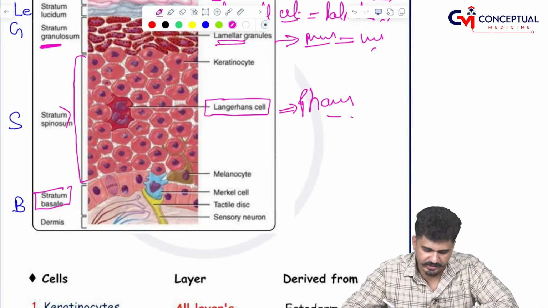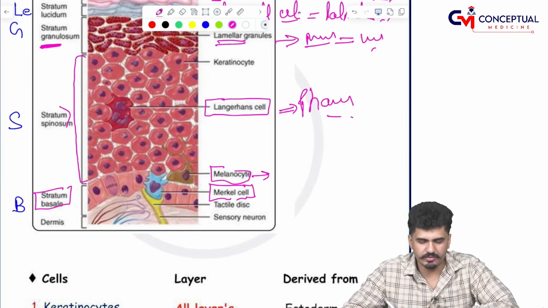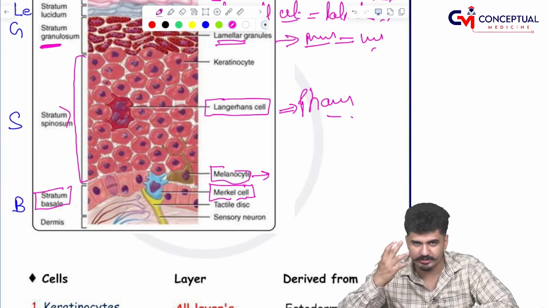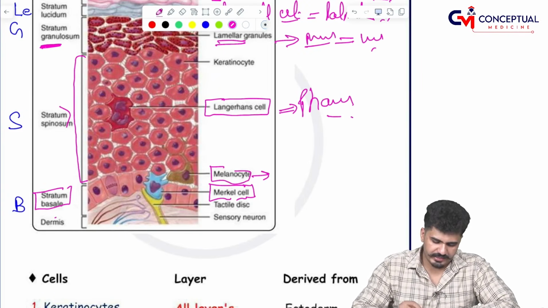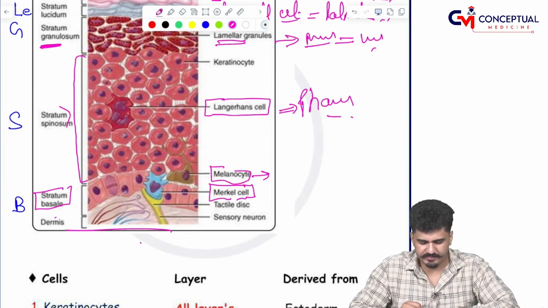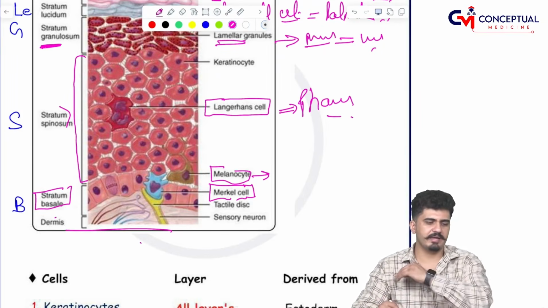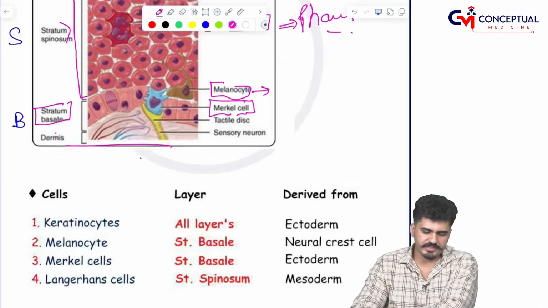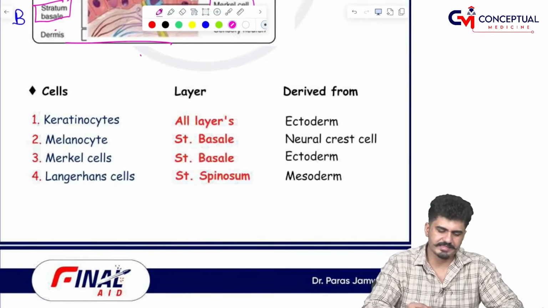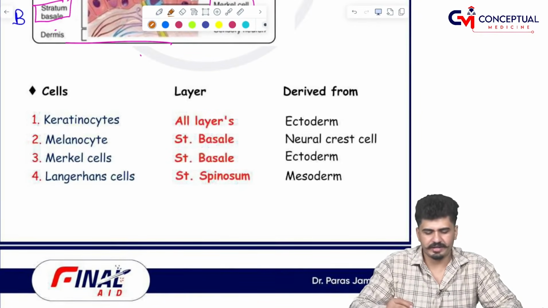This has what, sir, here? Merkel cell, sir. Merkel cell, type 1 touch receptor. Also, they have melanocytes, which secrete melanosomes, that is melanin, which is responsible for the color tones. Then coming to the base, that is the dermis, having the sensory supply. Now, this is the basic introduction. Now we'll talk about the cells, the layers, and from where they are derived.